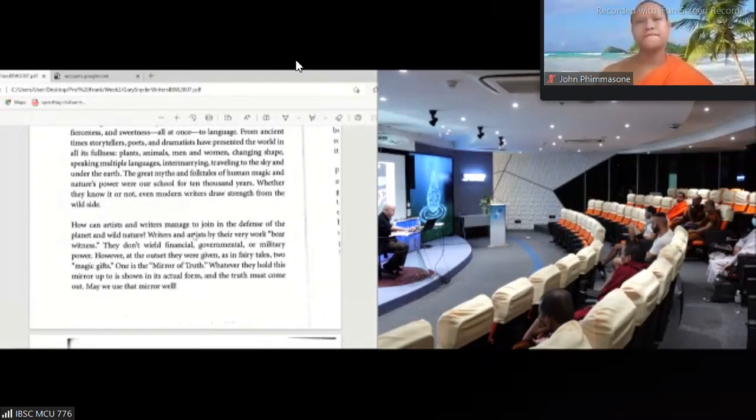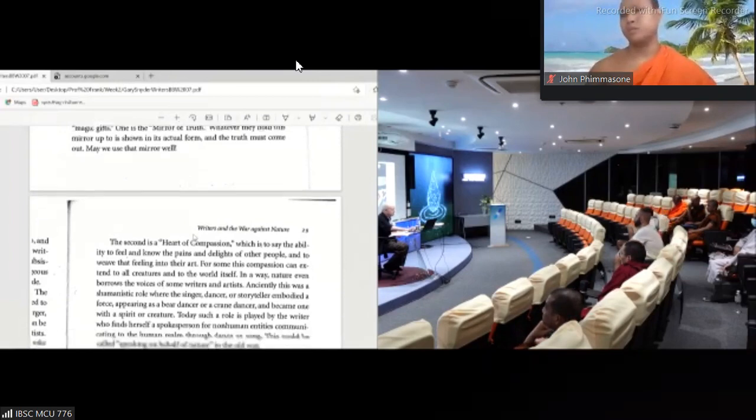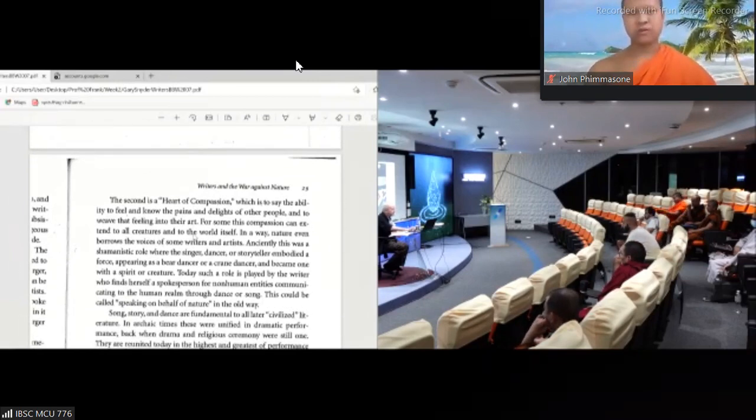Well, they can bear witness. Artists are usually not powerful persons or government leaders. They don't have military power, but they have the mirror of truth. Whenever they hold this mirror of truth up to nature, they see what's really happening. The second, they have the heart of compassion. That is the ability to feel and know the pains and delights of other people, and to weave that feeling into their art.